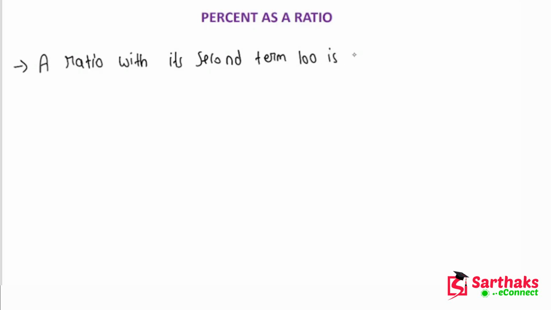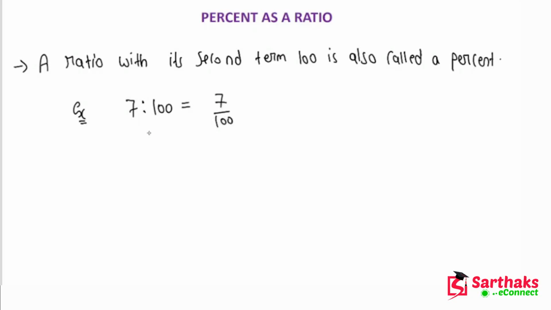100 is also called a percent. For example, 7 ratio 100 is equal to 7 upon 100. This ratio is basically written in a single line, and you have to use 2 lines of your notebook to write a fraction. That is the basic difference, nothing else. 7 upon 100 simply means 7%. I told you, just remove 1 upon 100 and put the percentage sign in place of it, right? So this was percent as a ratio.